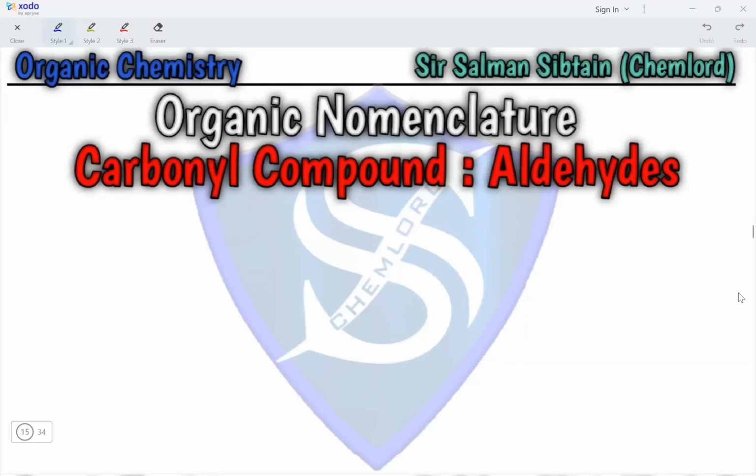Hi guys, this is organic nomenclature and we are naming carbonyl compounds called aldehydes. So the general formula of an aldehyde is RCHO. Because the functional group has a carbon atom present in it, the CHO carbon will always be the first carbon atom. And this would have a general formula in terms of carbon, hydrogen and oxygen as CnH2n+1 followed by the functional group CHO.